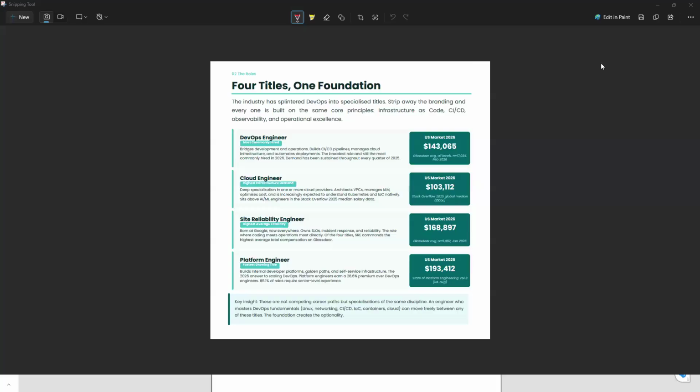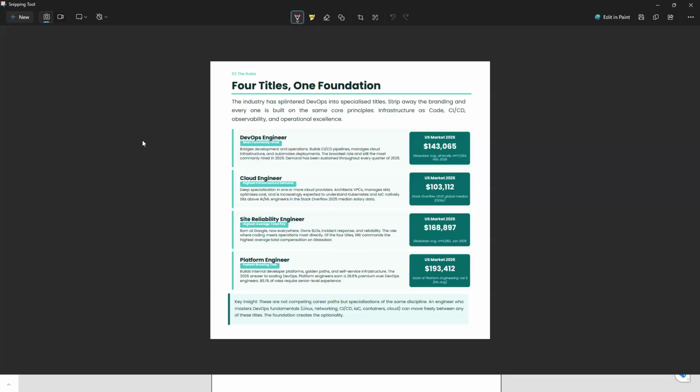Let me share my screen. I'm just sharing my screen. Okay. Let me know if you're able to see my screen. Yes, yes, we can see.